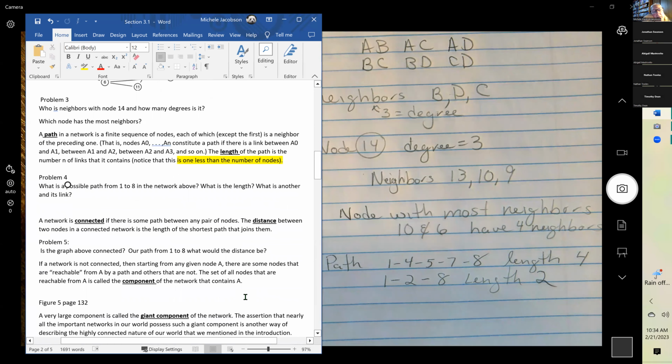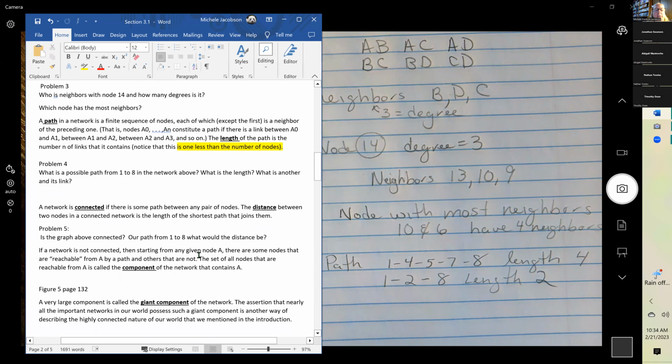If a network is not connected, then starting from any given node A, there are some nodes that are reachable from A by a path and others that are not. The set of all nodes that are reachable from A is called the component of the network. Now what that means, keep looking at this.